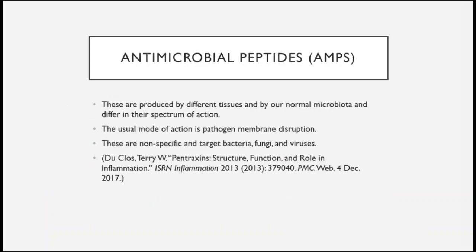Antimicrobial peptides, also known as AMPs, are produced and used by different tissues and by our normal microbiota and differ in their spectrum and action. The usual mode of action is to disrupt the membrane. Since they're part of the second line of defense, they're nonspecific, and many of them can target bacteria, fungi, and viruses.